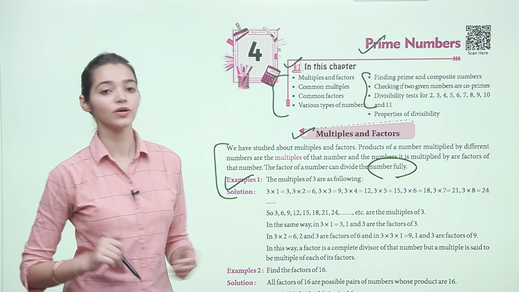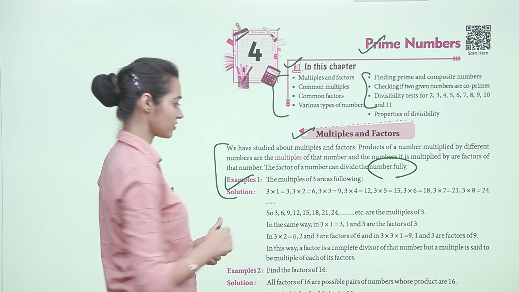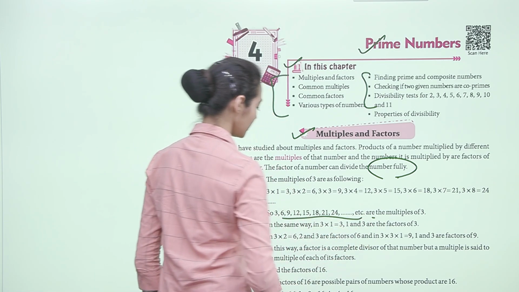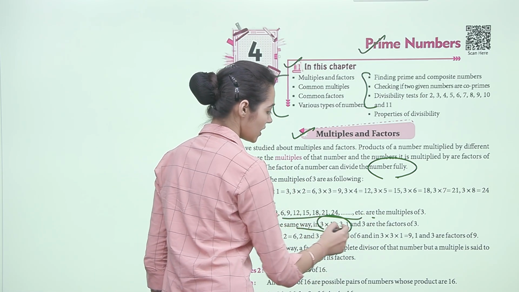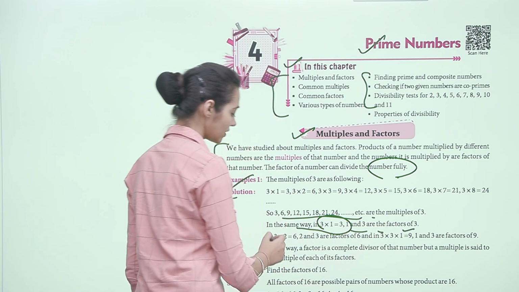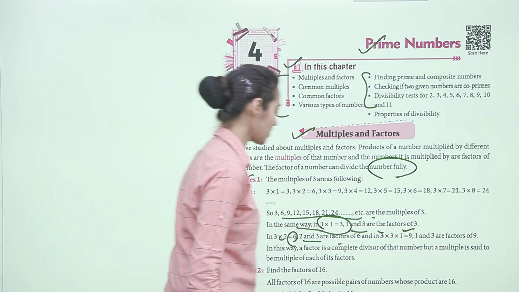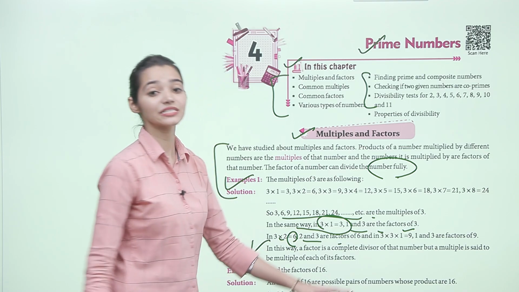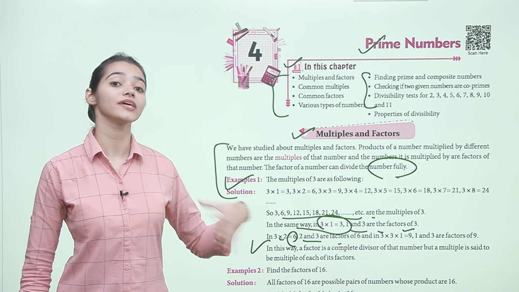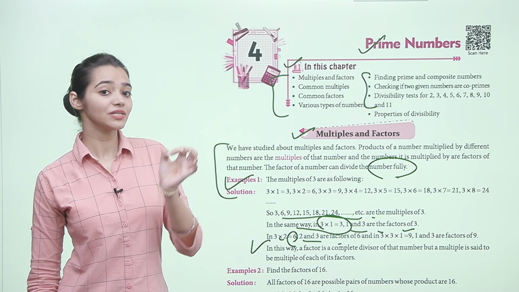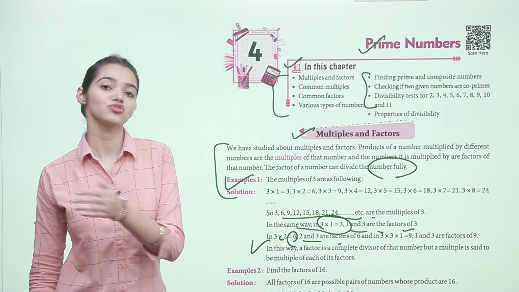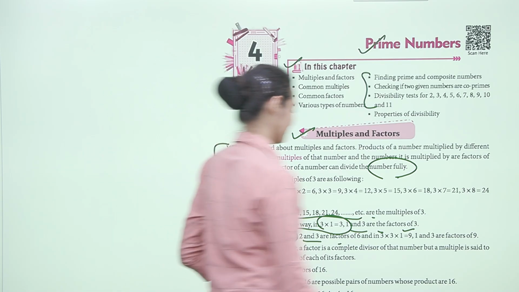Now, in example number 1, all of these are multiples of 3. In the same way, 3 into 1 is 3, so 1 and 3 are the factors of 3. Then 3 into 2 is 6, so 2 and 3 are the factors of 6. 3 and 3 are the factors of 9. In this way, we can say that a factor is a complete divisor of that number, but a multiple is said to be a multiple of each of its factors.